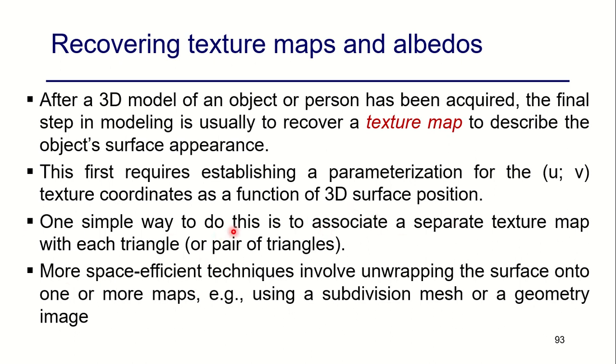One simple way to do this is to associate a separate texture map with each triangle or pair of triangles. More space-efficient techniques involve unwrapping the surface onto one or more maps, for example, using a subdivision mesh or a geometry image.